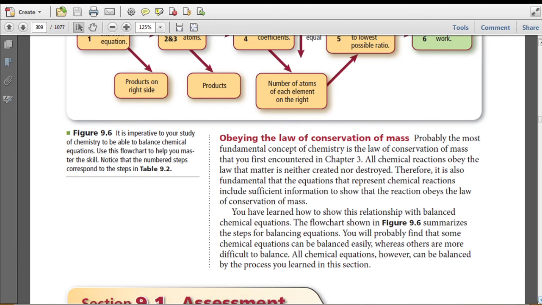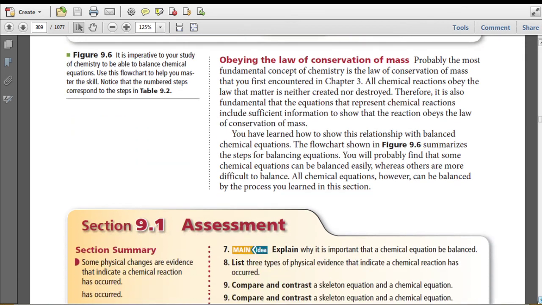The flow chart above in Figure 9.6 summarizes the steps for balancing equations. You will probably find that some chemical equations can be balanced easily, whereas others are more difficult to balance. All chemical equations, however, can be balanced by the process you learned in this section.